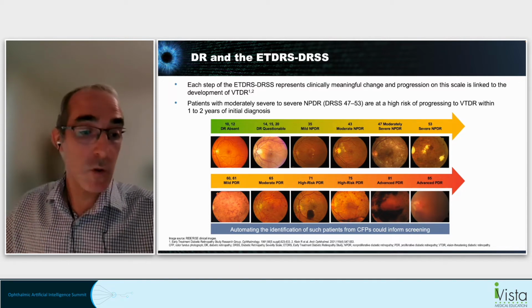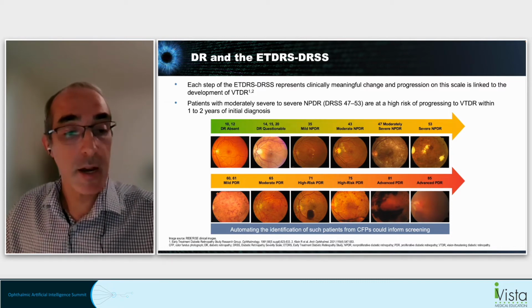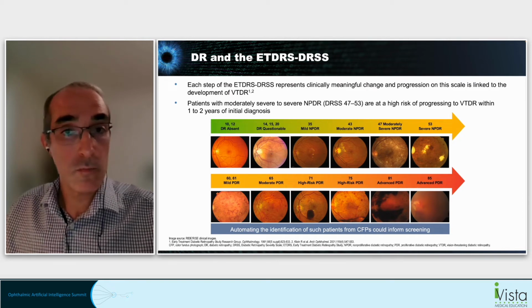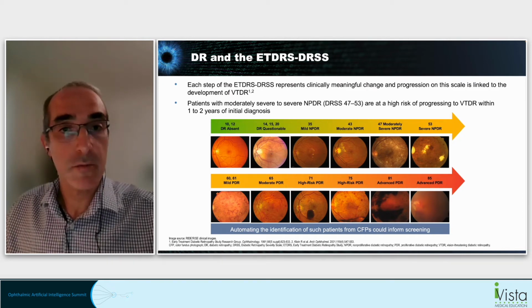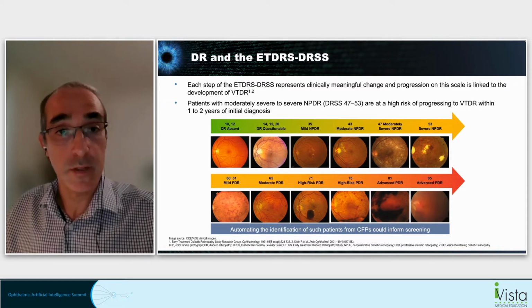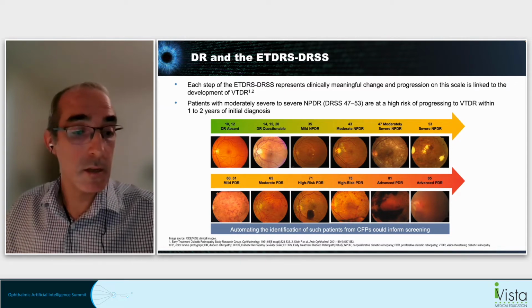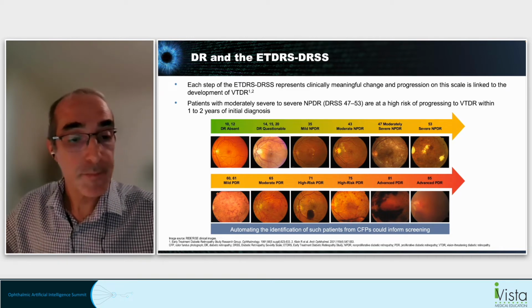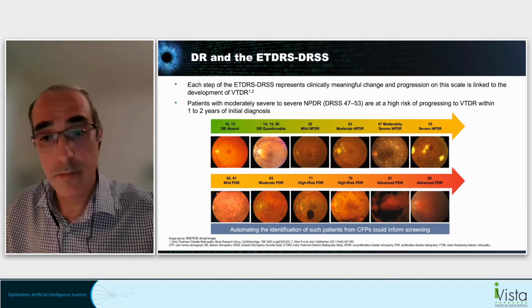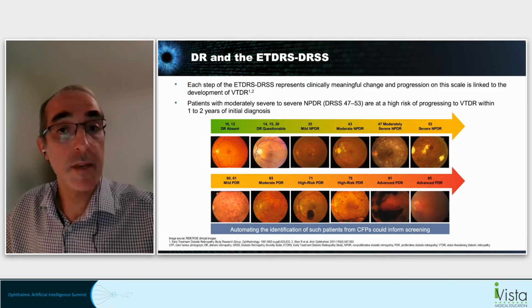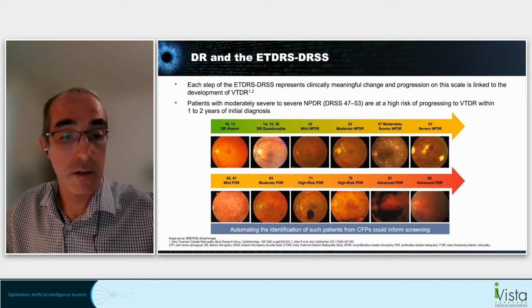And actually, the question is whether artificial intelligence or AI can help in facilitating the identification of relevant patients. So we're focusing on 47 to 53 on the DR severity scale. Those are moderately severe to severe NPDR, because these patients are at high risk of progression to VTDR, as shown in the Early Treatment Diabetic Retinopathy Study or in other more recent studies. And as also mentioned in the previous session, 47 to 53 is one of the key eligibility criteria for DR clinical trials.